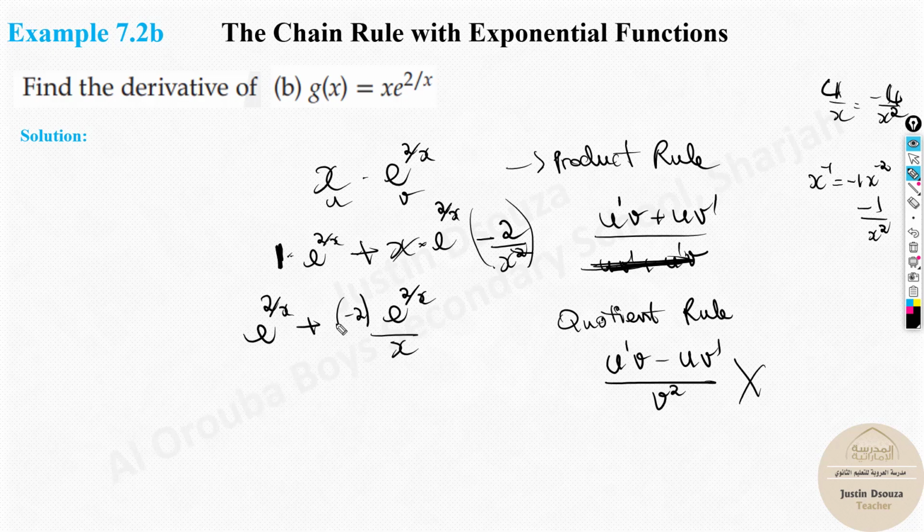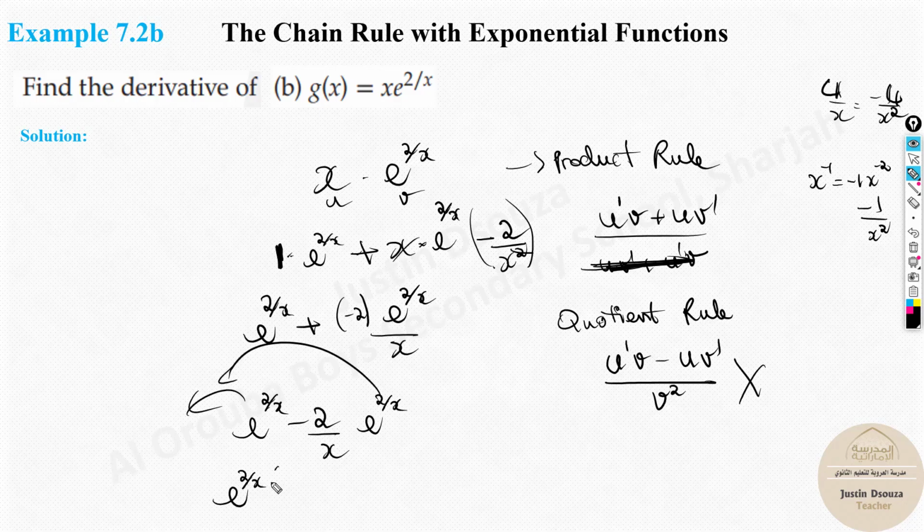Now you can take this minus out. You can simplify: e to the power 2 by x minus 2 by x e to the power 2 by x. You can remove this, it's the same term, right? Let's take this common out, like the distributive property. Here e to the power 2 by x is common outside. What is remaining? This is gone. Or basically divide both sides by e to the power 2 by x. It'll be 1 minus 2 by x. This will be the final answer.